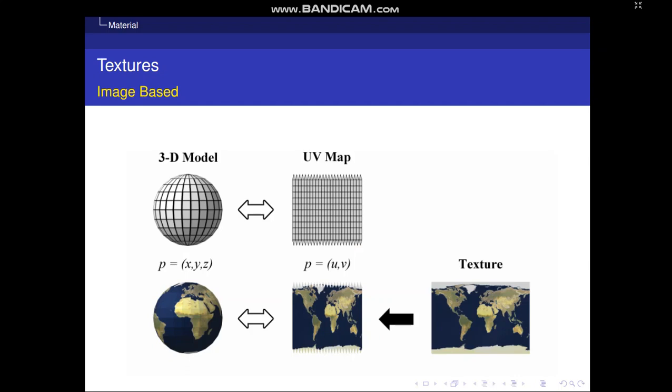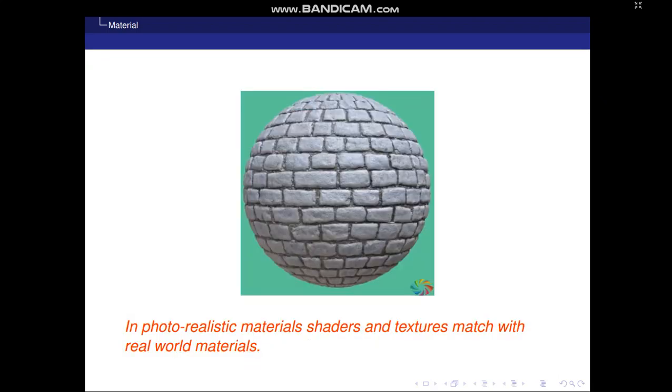A 2D Earth image is projected on the surface of the sphere to create a globe. But before projecting 2D image onto the 3D object, what we need to do is we need to unwrap 3D object to 2D space. This process is known as UV mapping. In photorealistic materials, shaders and textures match with real-world materials.